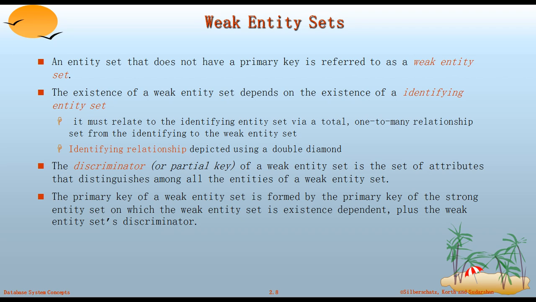The discriminator or partial key of a weak entity set is the set of attributes that distinguishes among all the entities of a weak entity set. The primary key of a weak entity set is formed by the primary key of the strong entity set on which the weak entity set is existence dependent, plus the weak entity set's discriminator. So always the weak entity will be depending upon the strong entity sets.